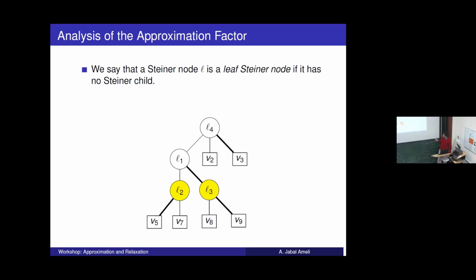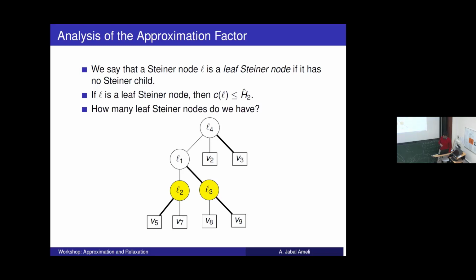To do that, we define a set of leaf Steiner nodes as the Steiner nodes that have no Steiner child. So here you can see that L2 and L3 are the leaf Steiner nodes. And since they can have at most two terminal children, the degree is at most 2. So the cost is upper bounded by h hat of 2, which is relatively small. So h hat of 2 is something between 1.5 and 1.83, so almost 1.7. And we are going for something close to this, so this is really nice.